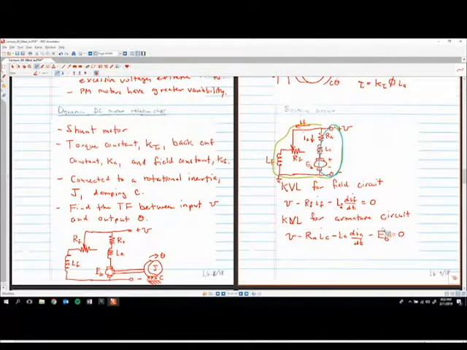Then putting all these together, we have a few things here. So we have back EMF, right? If we look at what we did for the series circuit, we said that the back EMF is equal to Ka times phi times theta dot.